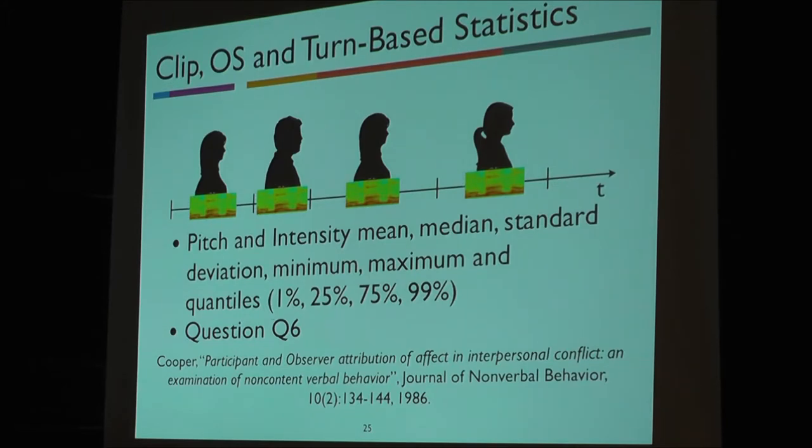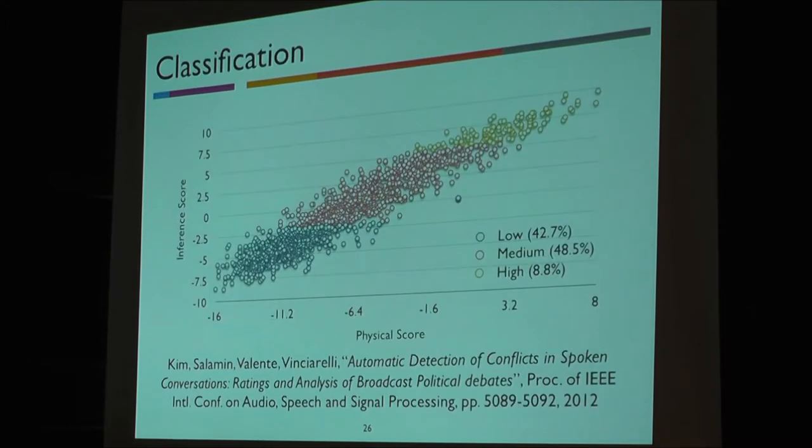Because overlapping speech doesn't necessarily mean that people are really competing. When they are competing in overlapping speech, you also have particular prosodic characteristics in those intervals. And this accounts for the way people talk. And once you have transformed every clip into a sequence of numbers, features, measurable things, you can use statistics in order to predict the inferential level.